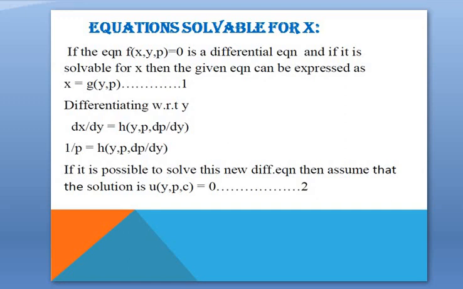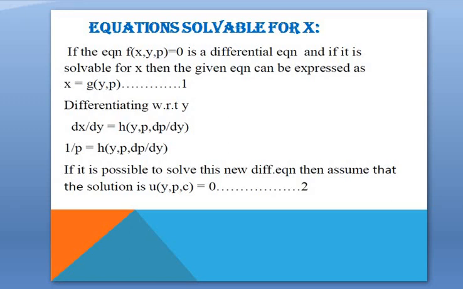In this video, I am going to teach about solving first order and higher degree differential equations using solvable for x. If the equation f(x, y, p) = 0 is a first order and higher degree differential equation, and if it is solvable for x, then the given equation can be expressed as a function of y and p, that is x = g(y, p). Take that to be equation 1.